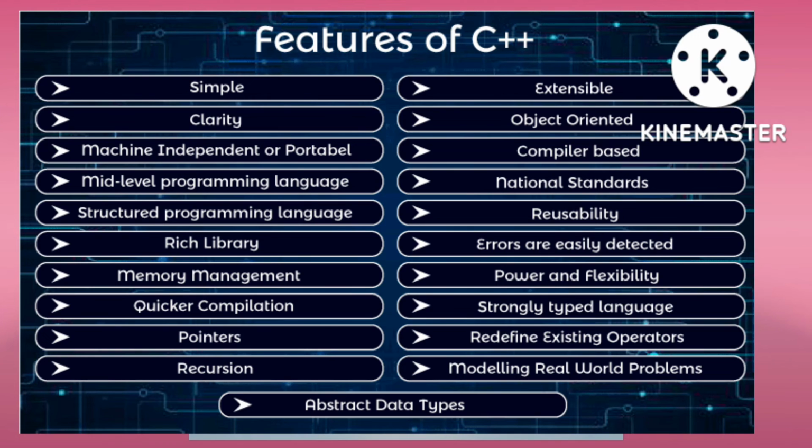Then power and flexibility. Then it is a strongly typed language. Then we can redefine existing operators. In C++, we can use abstract data types, and C++ is used for modeling real world problems.